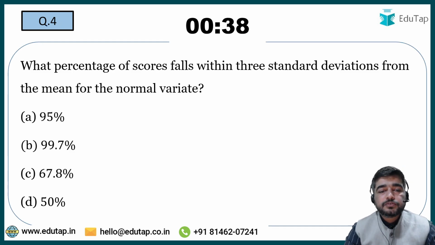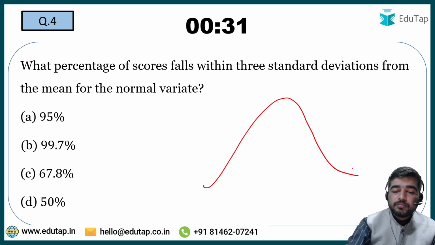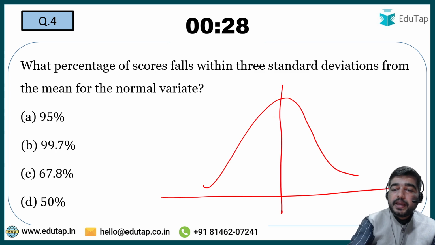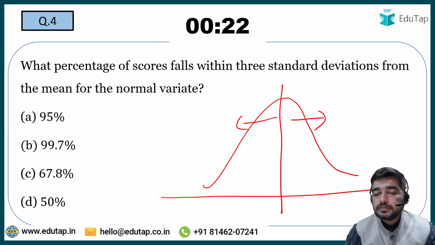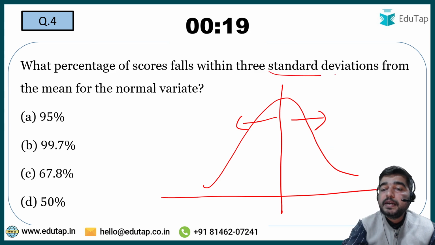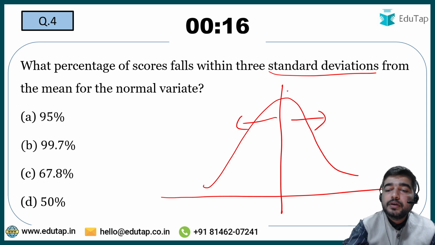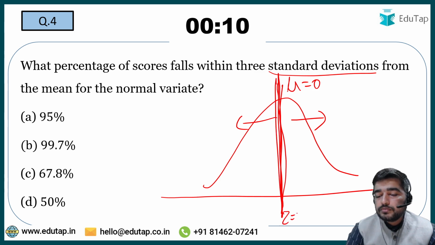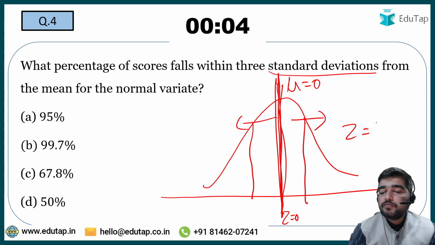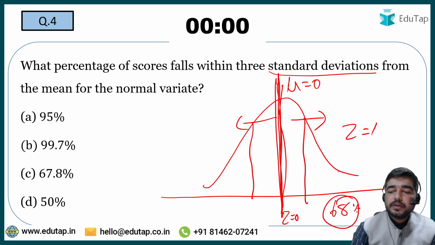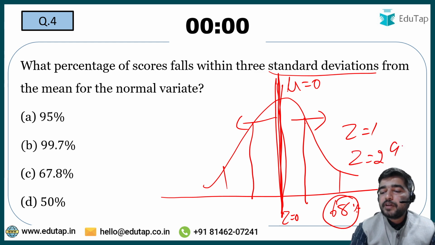Next is, what percentage of scores falls within 3 standard deviations from the mean. So you have to learn about the normal curve. This is the mean, and the Z score gives you how many standard deviations you are away from the mean, which is at the center line of the distribution where z is equal to 0. Fine. So for example, z equal to 1 represents around 68% of the area. You can see that z equal to 2 is 95.45.